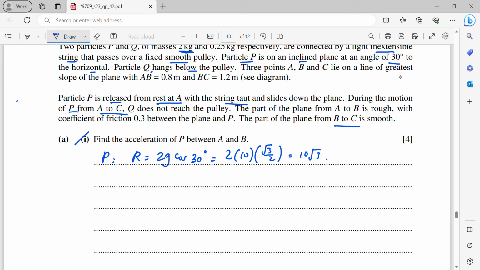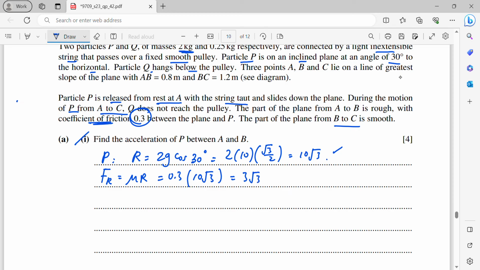Okay, so now the Fr, frictional force. The Fr is mu R, and then the mu is given 0.3. So I'll get 0.3 times this amount. It will be 10 square root 3. So 0.3 times 10 is basically 3. So I'll get 3 root 3. This is my frictional force.